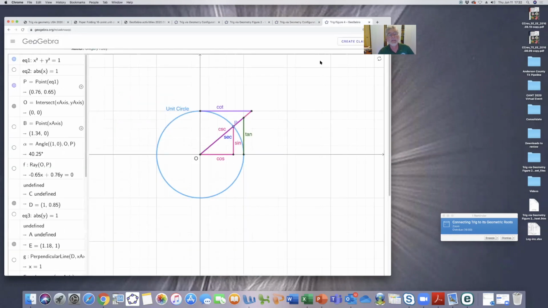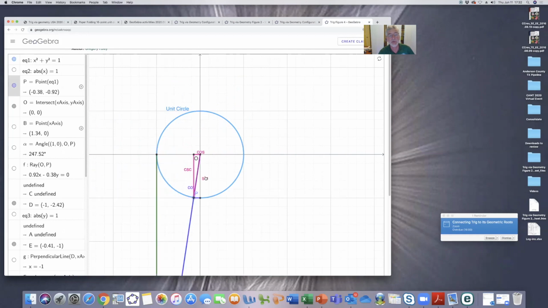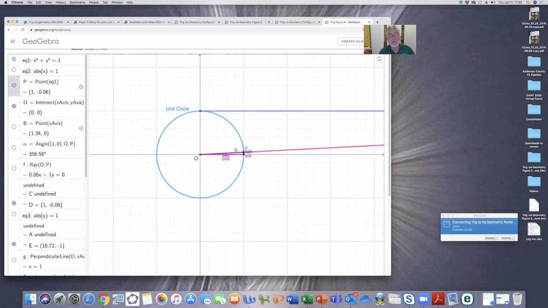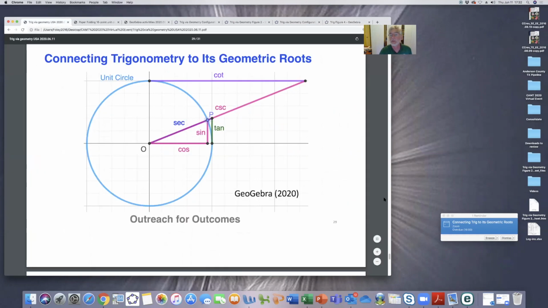And then this is the live configuration that shows all 6 trig functions, how they change as you move around the unit circle. So you could define tangent one day, define another function another day. There's plenty of material here that you could use with your classes.